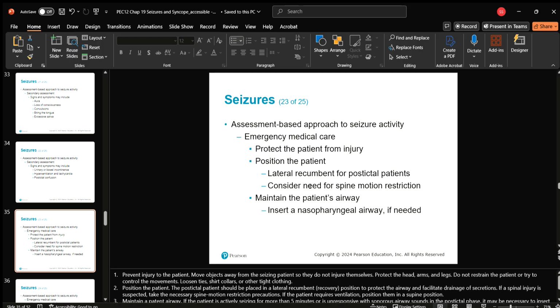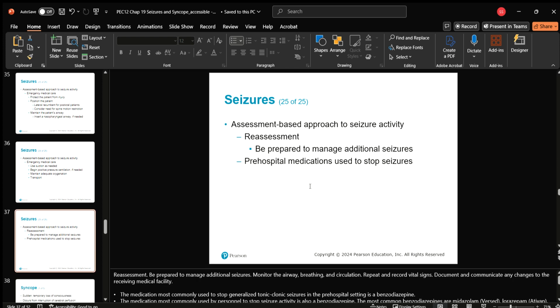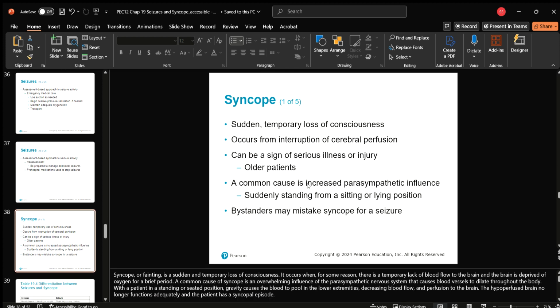If they go back into a seizure, they're going to probably clamp down. And what's that going to do to their teeth on an OPA? They're probably going to break some teeth. So an NPA is where you're going to want to go for these patients. Suction as needed, ABCs, and then decide on our transport decision.